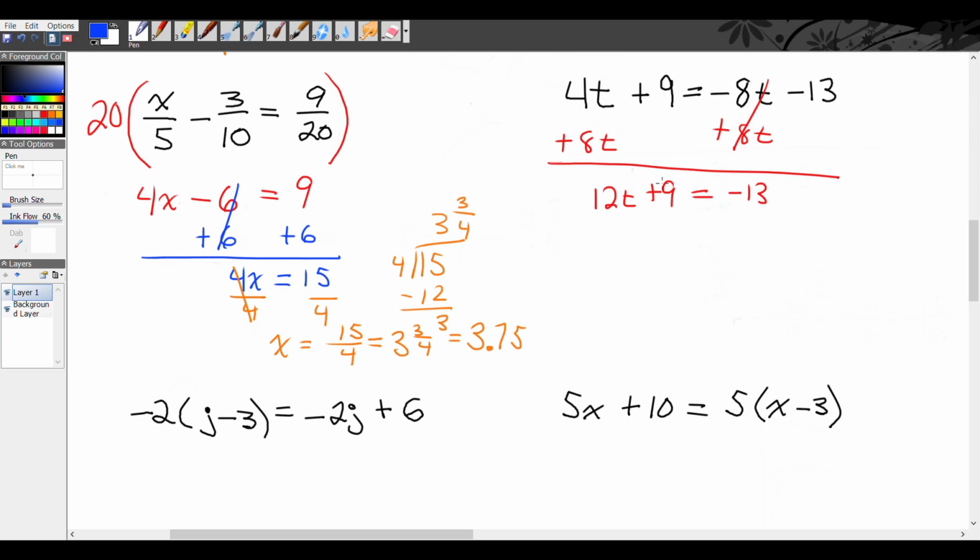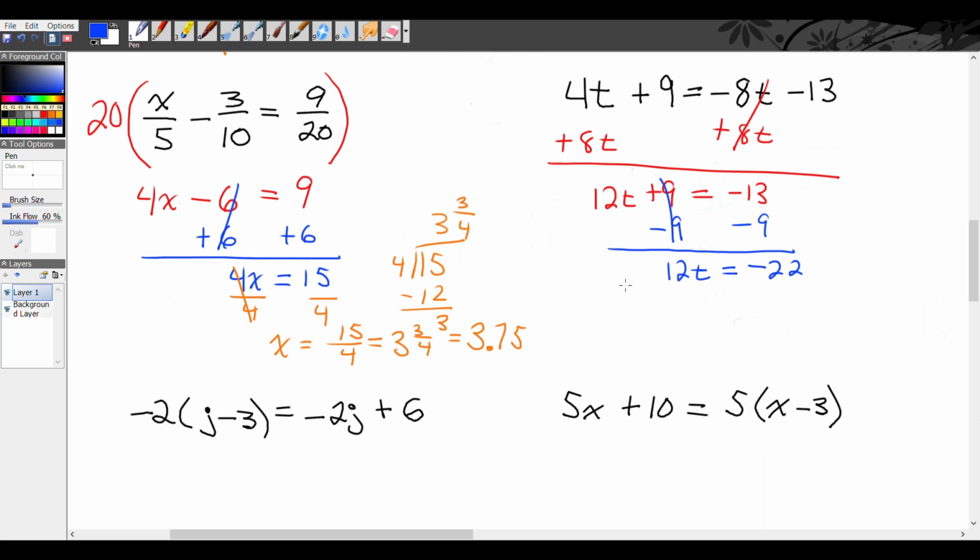Undo addition here. We have to undo positive 9, so we need to subtract 9 from both sides. These cancel out here, leaving me with a 12t on the left-hand side. And negative 13 minus 9, same sign, add them together and keep the sign. This is a negative 22.